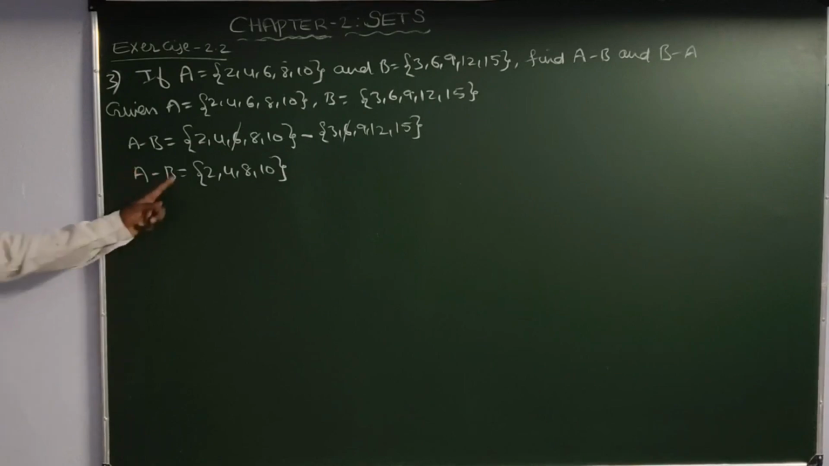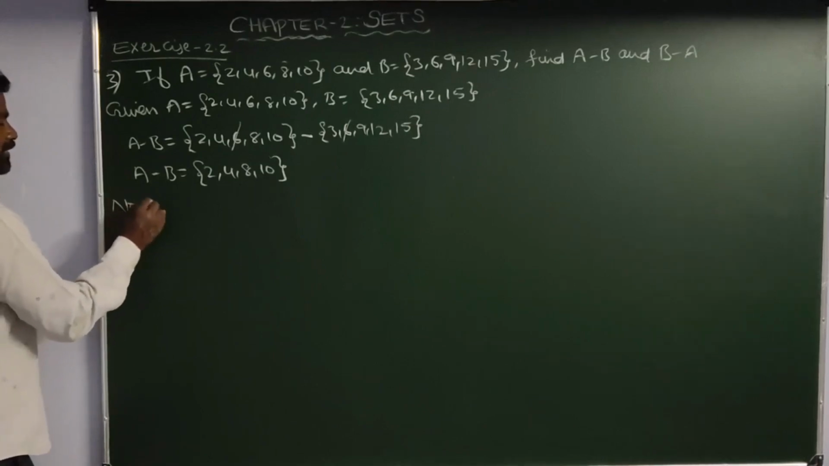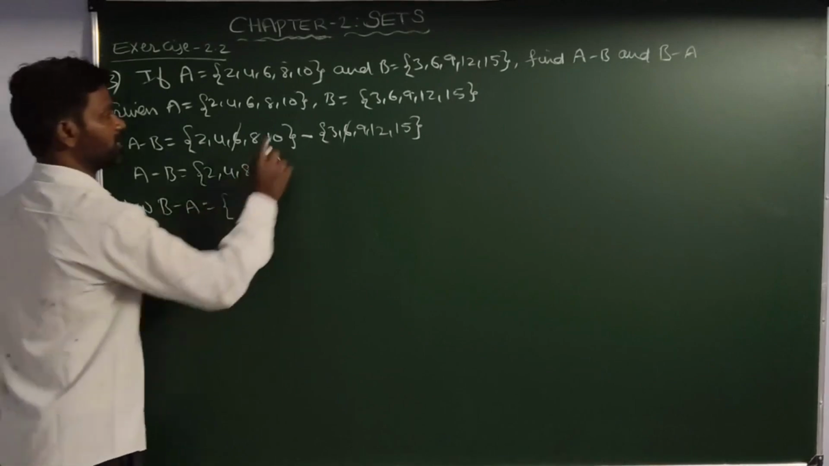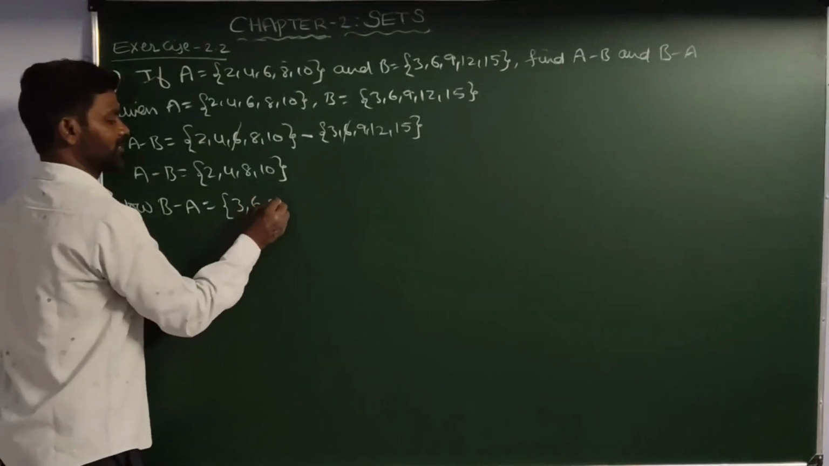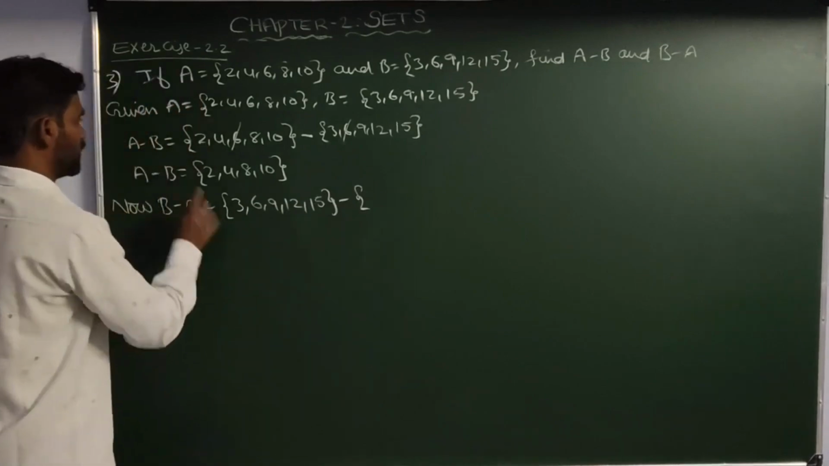A minus B is equal to {2, 4, 8, 10}. Next we have to find B minus A. Now B minus A is equal to, first you write the elements of B. What are the elements of B? 3, 6, 9, 12 and 15, minus elements of A.